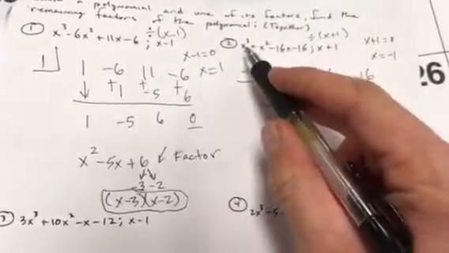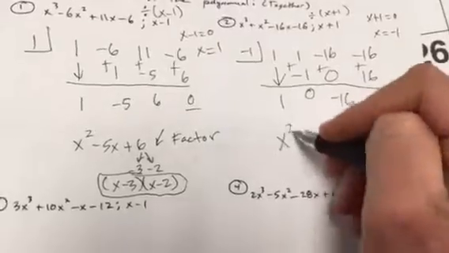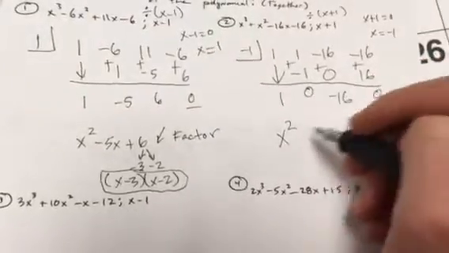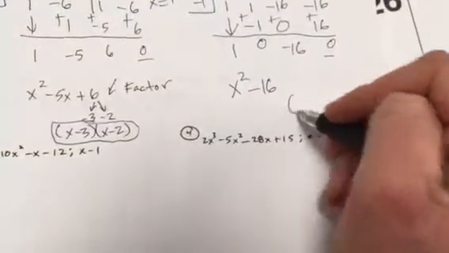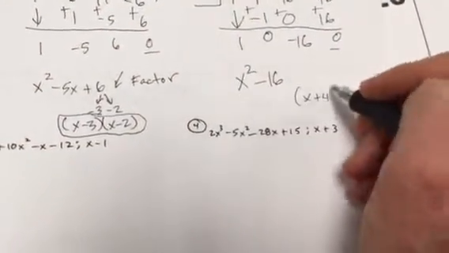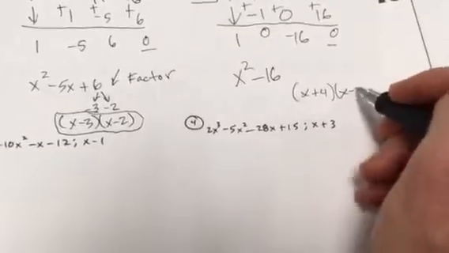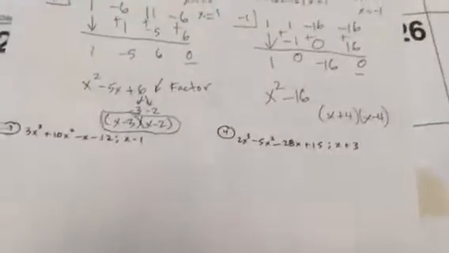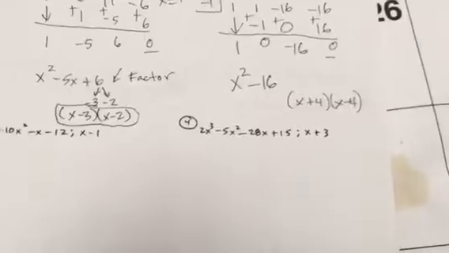I started with x to the third, so this is going to be 1x squared. There's no x term, minus 16. That one's pretty easy to factor. That's a difference of two perfect squares. What multiplies to negative 16 and differs by 0? That is x plus 4, x minus 4. All right.